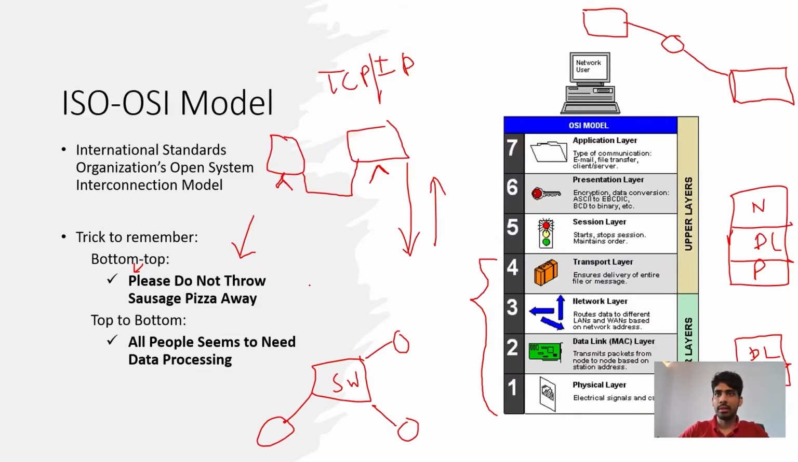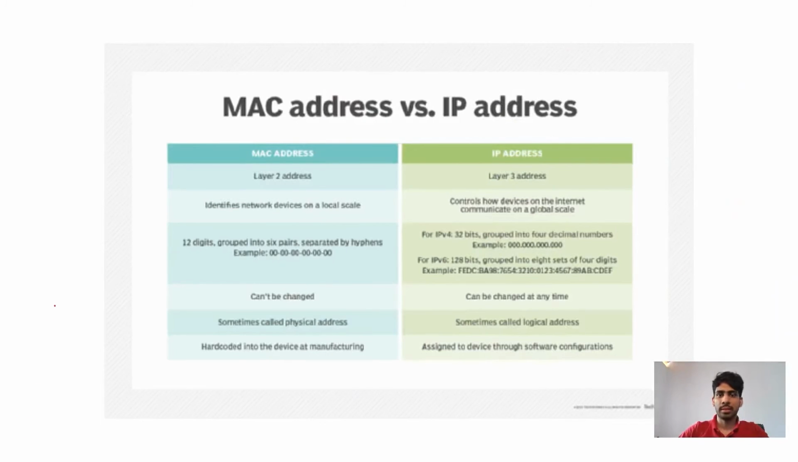In a later part of this video series, I'll be talking about the transport layer and how it works. Now let's move to the next slide. Okay, this is the last slide, I think. Here I'll be talking about MAC addresses and IP addresses.